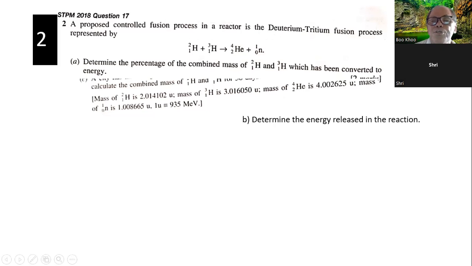A proposed controlled fusion in a reactor in the deuterium-tritium fusion process is given by the equation. Determine the percentage of combined mass of deuterium and tritium which have been converted to energy. This one is a bit more challenging.